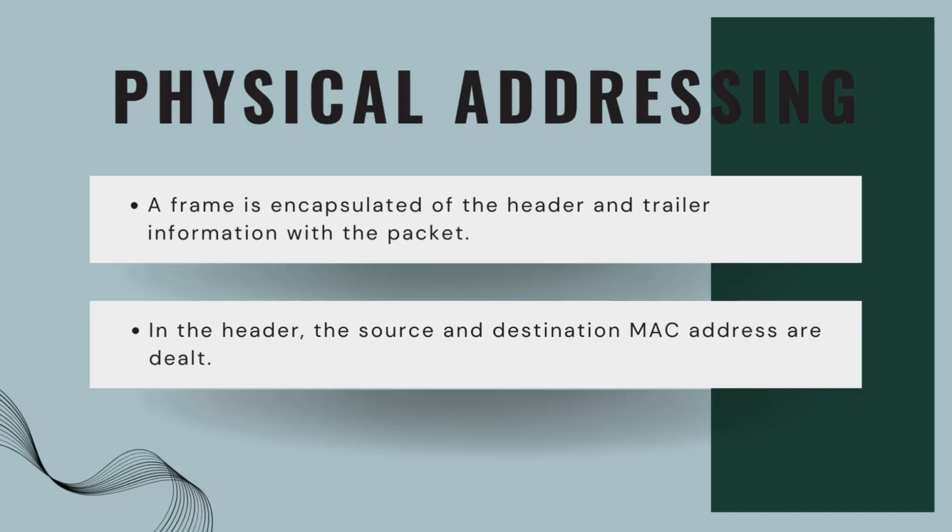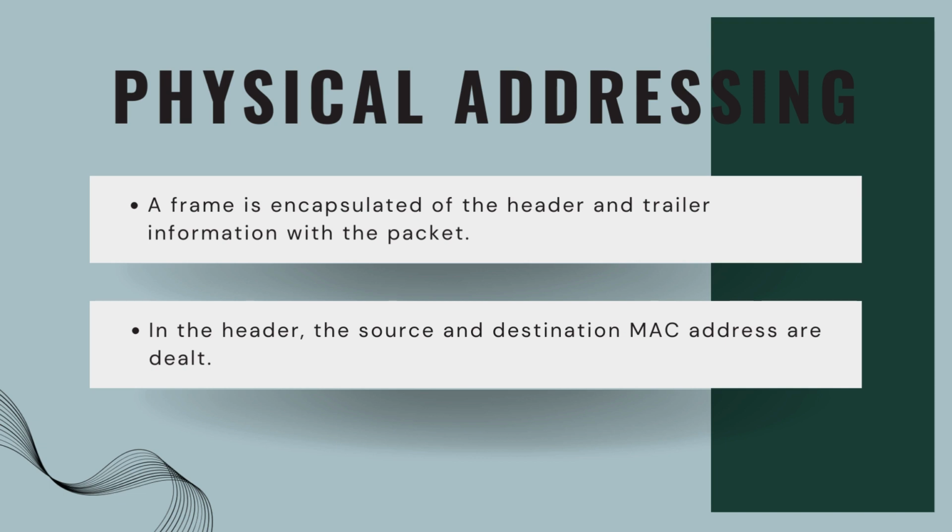Next is physical addressing. This section is all about the importance of physical addressing in computer networking. Physical addressing is a critical service provided by the data link layer, and it plays a vital role in ensuring that data is transmitted over the network accurately and efficiently. In computer systems, data is transmitted in the form of frames. A frame is encapsulated with both a header and a trailer, which contain important details of the data being transmitted. In the header, the source and destination MAC addresses are included.